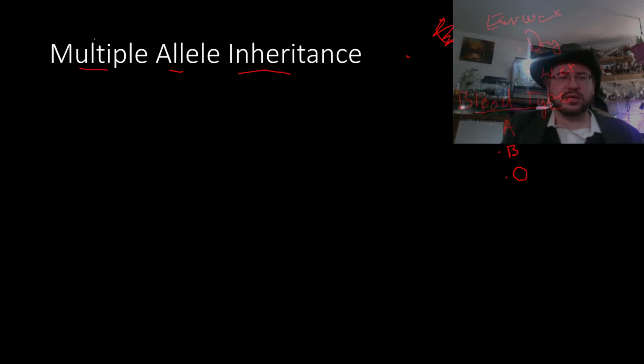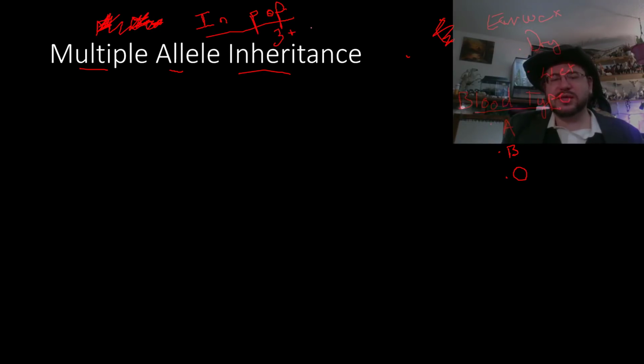You have more than two. Multiple allele inheritance is where one gene, let's specify this so it's not confusing, in the breeding population, you have at least three different alleles.